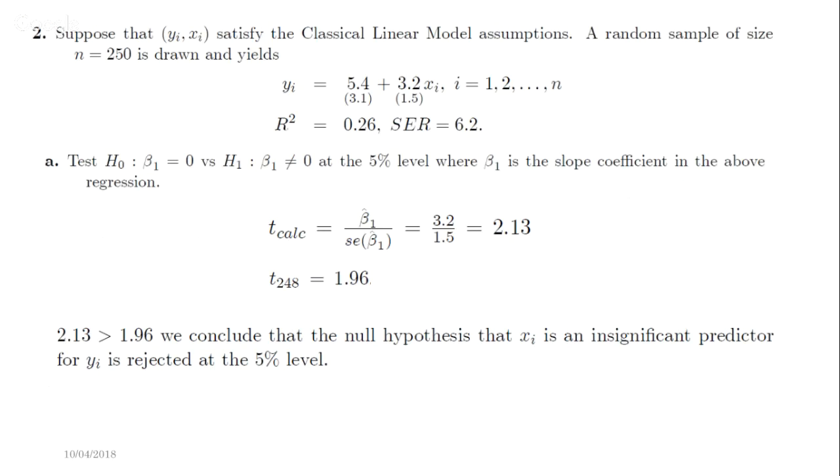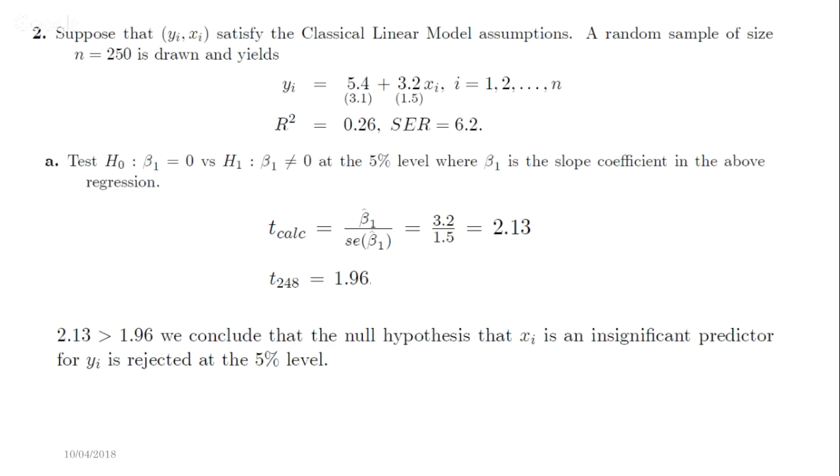Okay, question 2. Suppose that y and x satisfy the classical linear model assumptions. A random sample of size n equals 250 is drawn and yields this equation: beta naught is 5.4 and beta 1 is 3.2. R square is 0.26 and the standard error of regression, which is sigma hat, is 6.2. Test H0: beta 1 equals 0 versus H1: beta 1 not equal to 0 at 5% level.